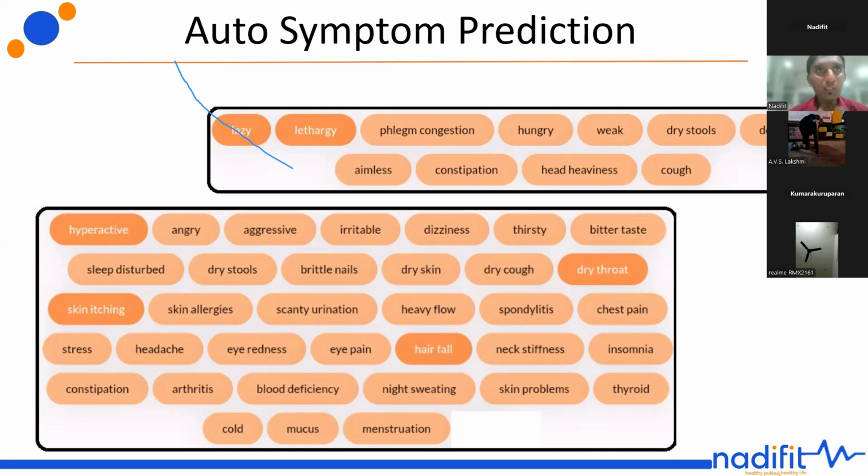And we are tuning this model to identify more symptoms of a patient. So this is one feature we added. It's similar to the Nadi Vaidyas, who would feel the Nadi and try to predict the symptoms of a patient. We are trying to mimic that with the help of technology.